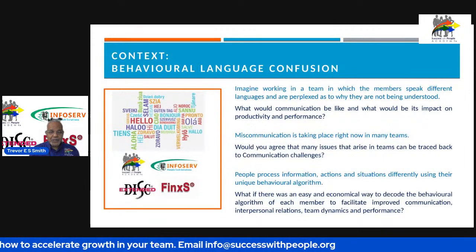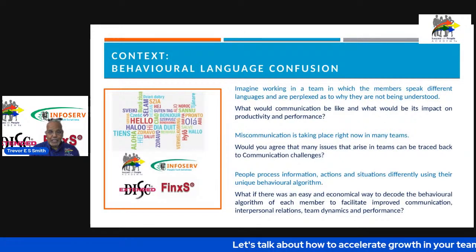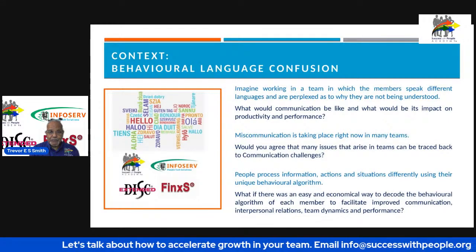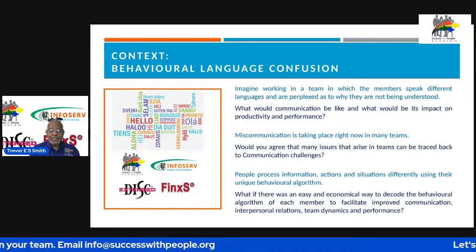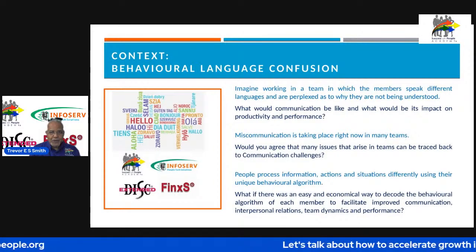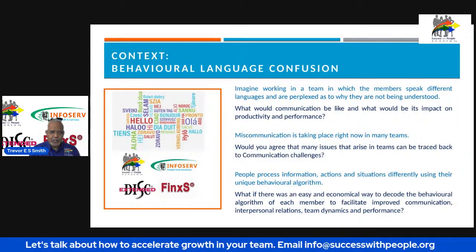So let's go. What's the context? Imagine if you were working in a team in which the members speak a different language. All of them speak different languages, and there's obviously confusion and perplexity as to what is going on because nobody understands the others. What would communication be like, and what would be its impact on productivity and performance?